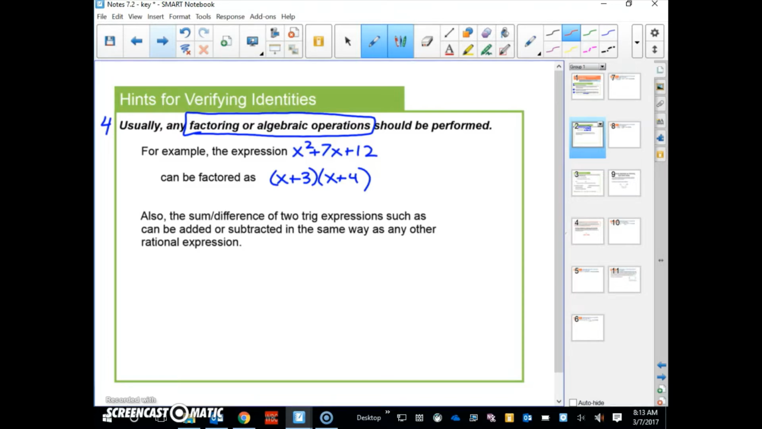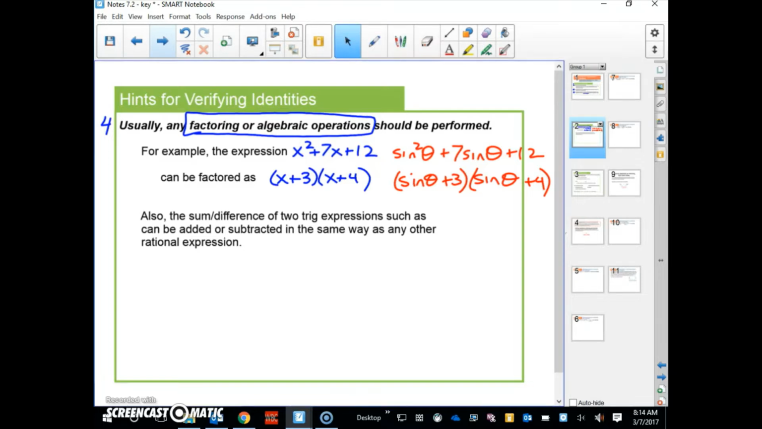If I said sine squared theta plus 7 sine theta plus 12, that's basically the same exact algebra problem. You should still be able to factor that. It's just that instead of an x, I have sine theta acting as my x. That would factor into sine theta plus 3 and sine theta plus 4. So you're combining the algebra skills that you should be good at with the new trig skills and the new trig identities and functions that we're looking at.